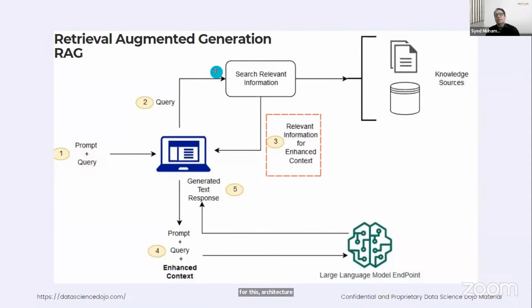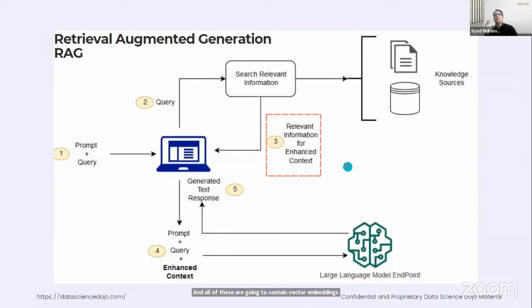And how is the vector database going to retrieve information? It's going to have stored knowledge bases or knowledge sources, and all of these are going to contain vector embeddings.